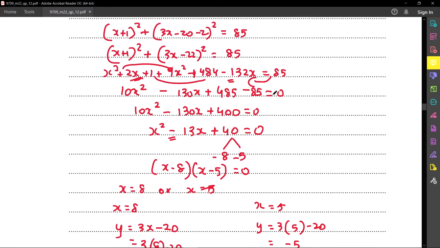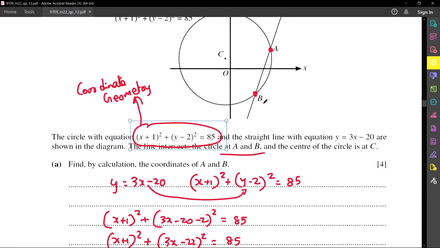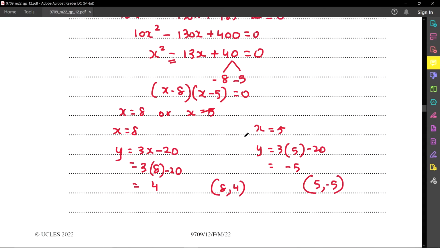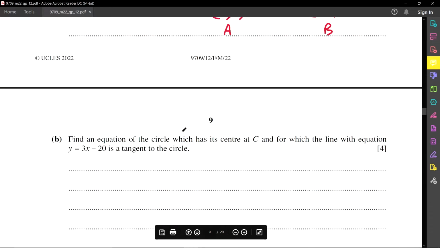But please look at the diagram. We have to check which point is A. So A is to the right of B. Therefore, your A is this and your B is this. So that's how you work out the solution for that question.